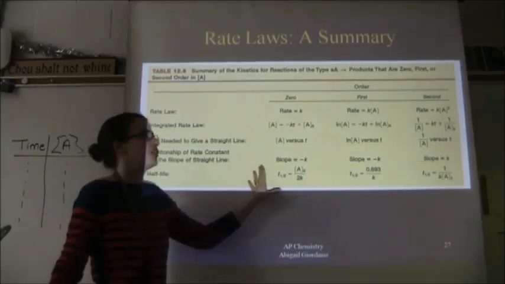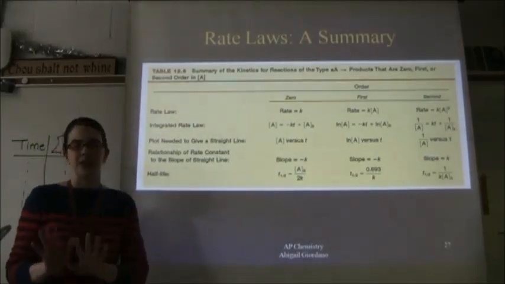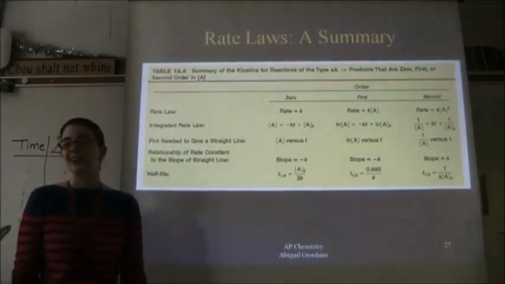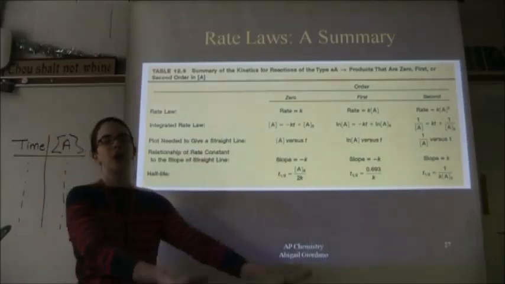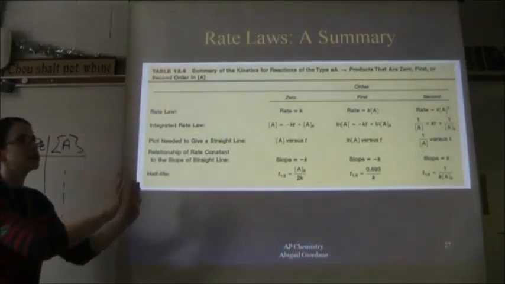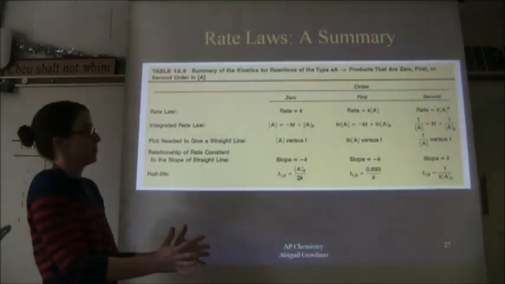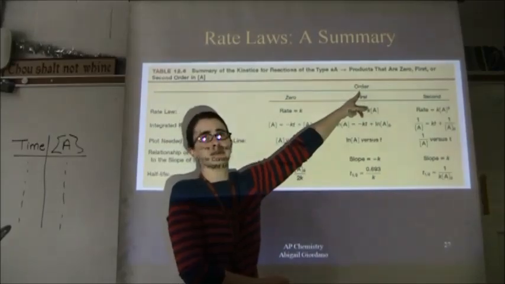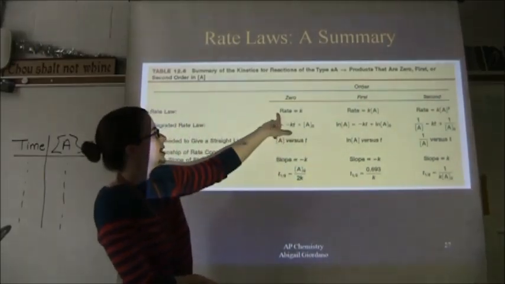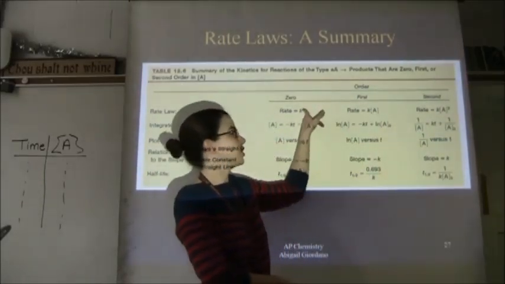And again, this is a place where some things that other teachers may say really annoy me. Like, oh yeah, you just got to know this chart, guys. You just got to memorize it. No, you don't. No, you don't. Okay? Let me show you how you don't have to memorize really anything here. What does order mean again? Are you sick of me asking? Exponent. You don't need to memorize these differential rate laws. All you're changing is the exponent.